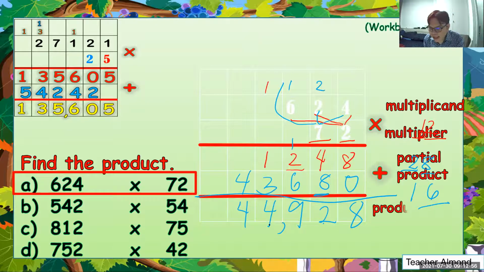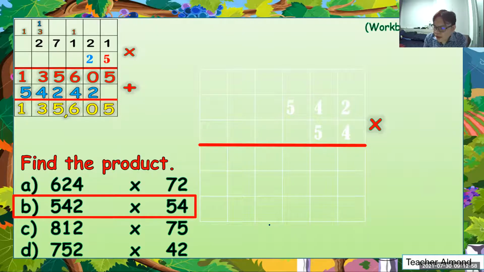Okay, one last. We have 542 times 54. So 4 times 2, that is 8. 4 times 4, that is 16. Write 1 here. 4 times 5, that is 20 plus 1, 21. 5 times 2, write 0. 5 times 2, that is 10. 5 times 4, that is 20 plus 1, 21. 5 times 5, that is 25 plus 2, 27.